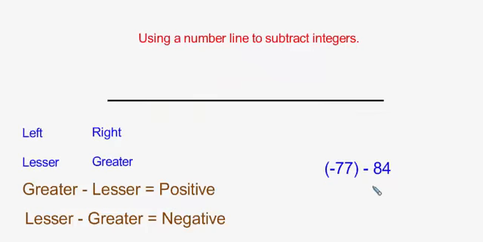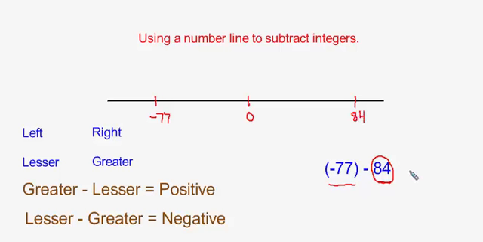I'd like to do one more example just to show you some variety. Here I have a negative integer and I'm subtracting off a positive integer. So the fact that one's negative and one's positive makes me think that it would be a good idea to put 0 in the middle, because I'm going to label the negative 77 units to the left of 0 because it's negative, and the number 84 here being positive means I will label it 84 units to the right of 0.